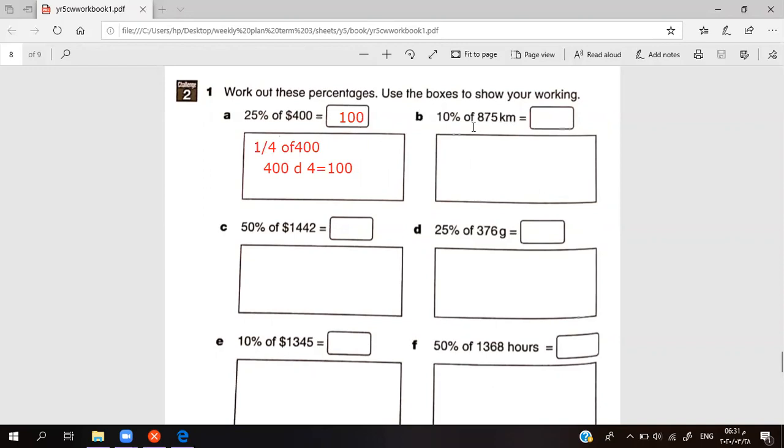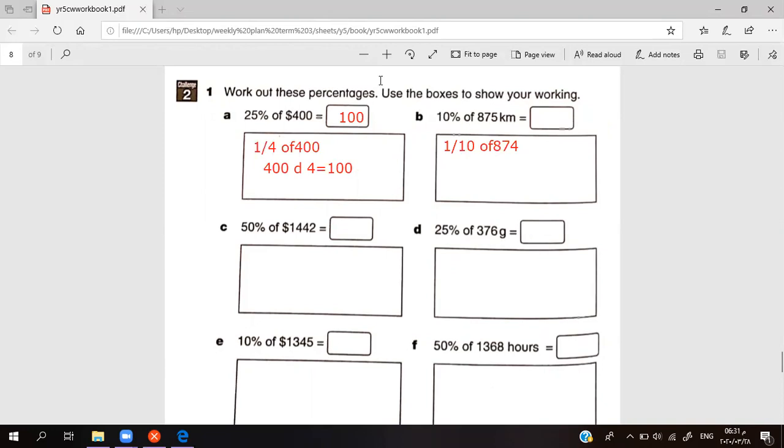Now let's get 10%. Remember, 10% is what? It's 1 over 10 of 875. Okay. So to get 1/10 of 875, I will divide the 875 by 10.